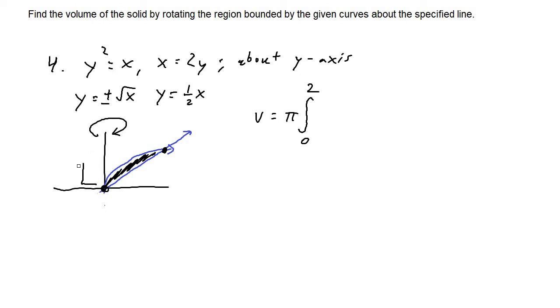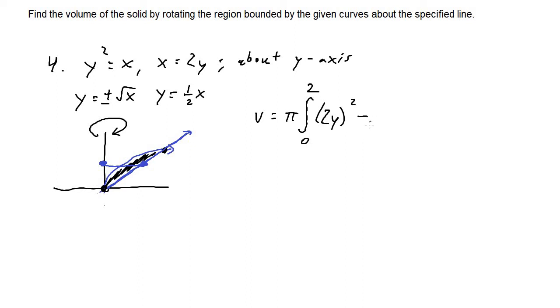So if I were to clear up some of this here, in order to find the outer radius, the distance from the axis of rotation to the outermost curve is just going to be that outer curve itself. And that outer curve is going to be x equals 2y. Once again, we have to put everything in terms of y because we're rotating about the y-axis. So it's going to be (2y) squared. That's going to be the outer radius squared.